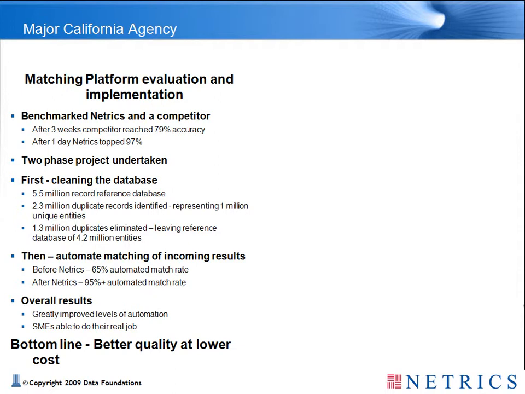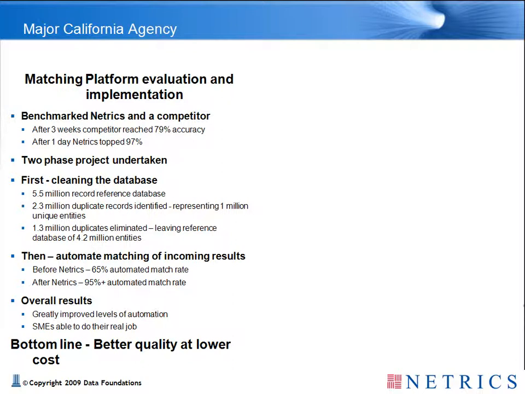an implementation. They basically benchmarked a competitor and metrics. After 3 weeks, the competitor had reached 79% accuracy. And what we mean by this is they were able to identify correctly 79% of the known duplicates in a standardized data set. Fletcher, on the other hand, left at 3 o'clock in the afternoon on the first day, and we discovered the next day that we had found 97% of the known duplicates. So they naturally picked metrics.